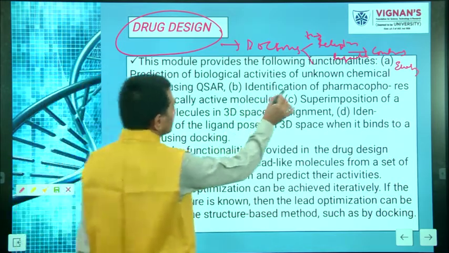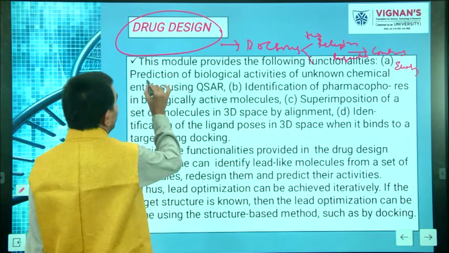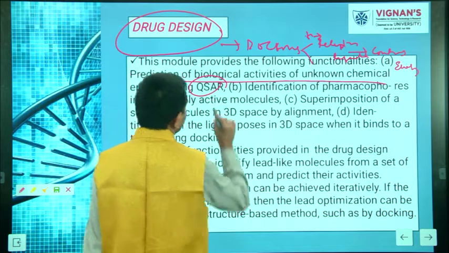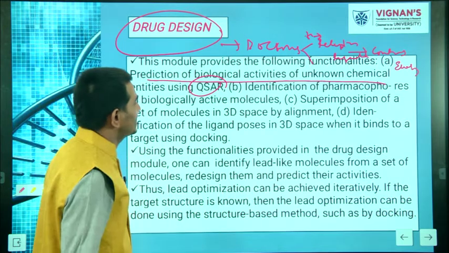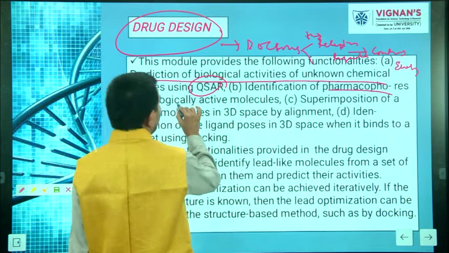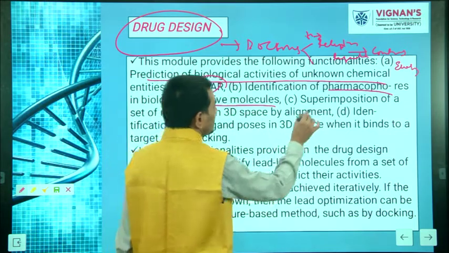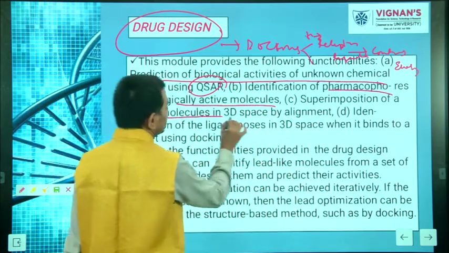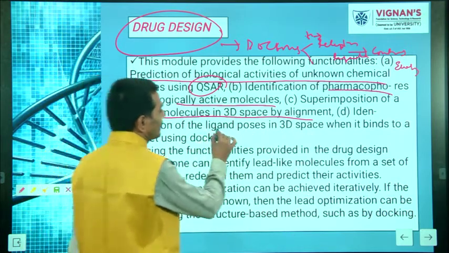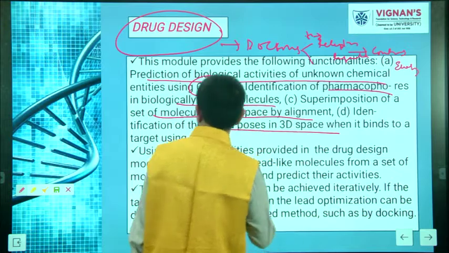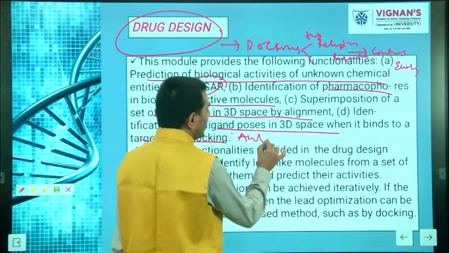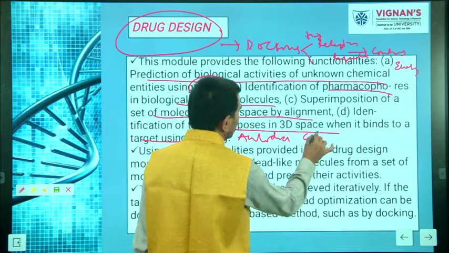And this module provides the following functionalities: prediction of biological activities of unknown chemical entities using QSAR studies, quantitative structure activity relationship, identification of pharmacologically biologically active molecules, superimposition of a set of molecules in three-dimensional space by alignment, and identification of ligand poses in 3D space when it binds to the target using docking. And docking is performed using tools like AutoDock, Vina, and Gold.